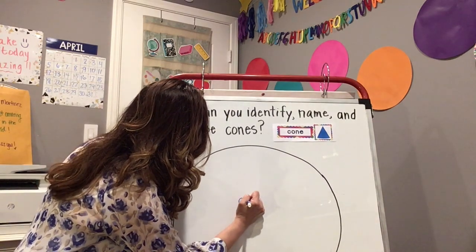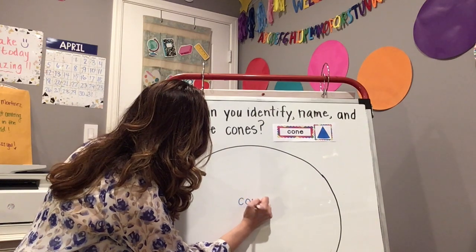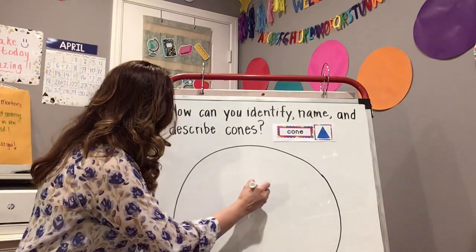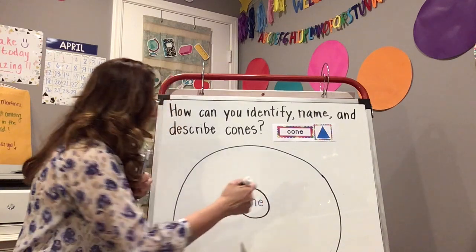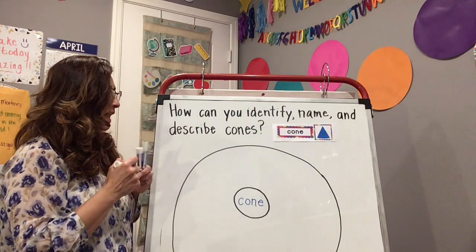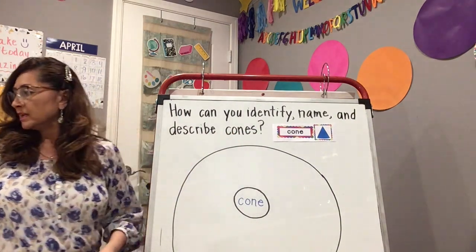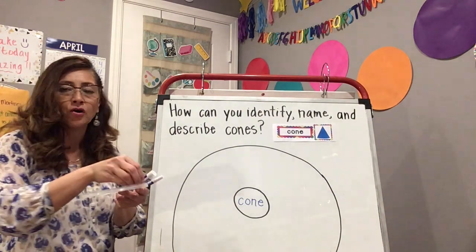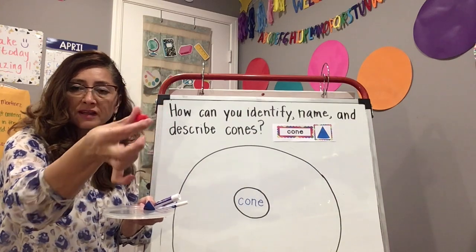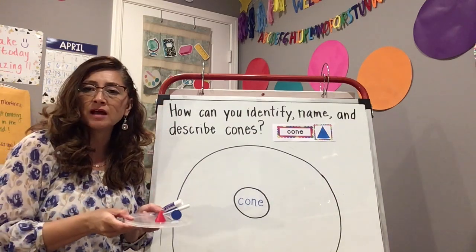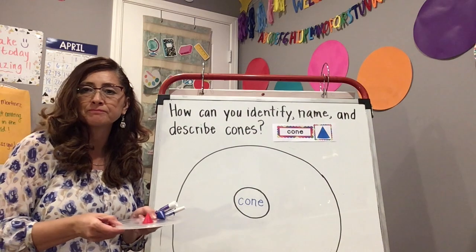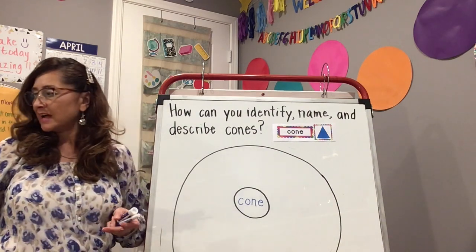C. You can help me spell it. O-N-E. Very good. And we'll write that in the center of our circle map so that we know that this circle map is going to help us identify and describe a cone. So let's take a look at our cone. I'm going to show it to you again, so that you can take a look at it, okay? And I want you to tell me something you already know about cones, and we'll add it here to our circle map, okay?